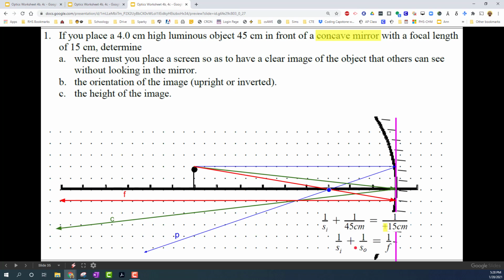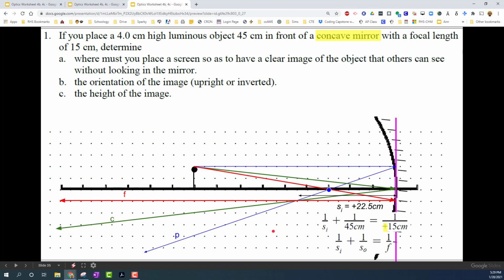The SO is 45 centimeters because that's what was given to us, and we're solving that for SI. So if we do our math, we find that SI is 22.5 centimeters, meaning that the image should be 22.5 centimeters from our mirror.